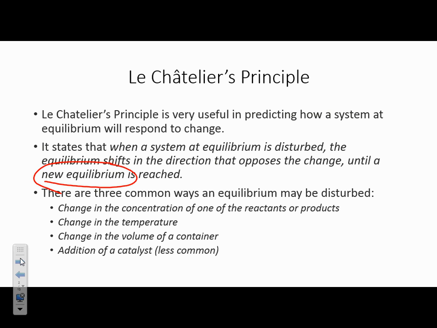For the diploma, there are of course 4 changes or stresses students have to be able to understand for Le Chatelier's principle: concentration, temperature, volume or pressure, and the addition of a catalyst.